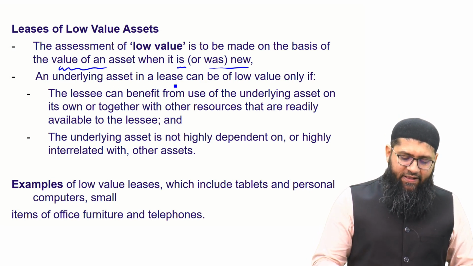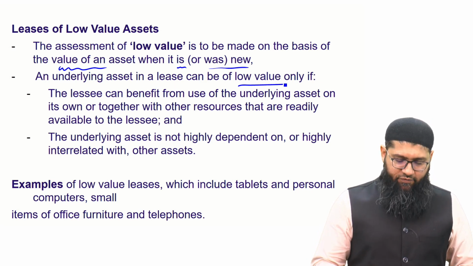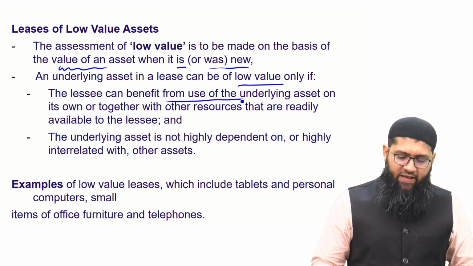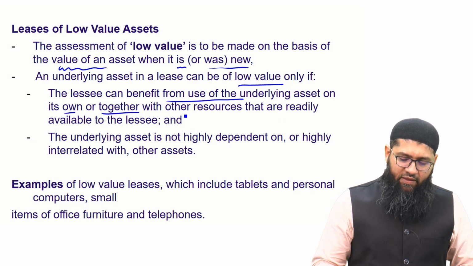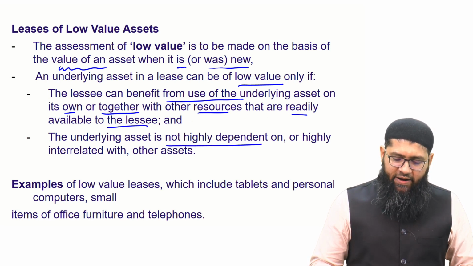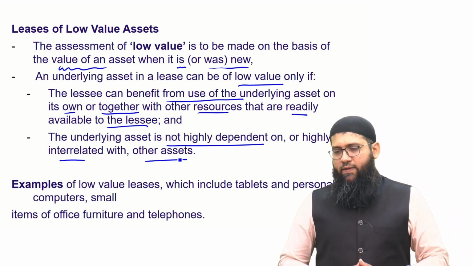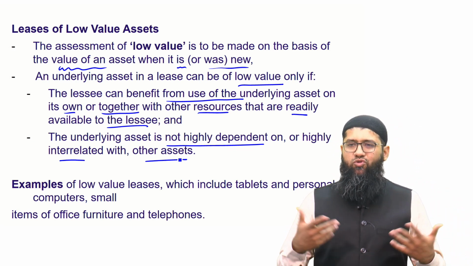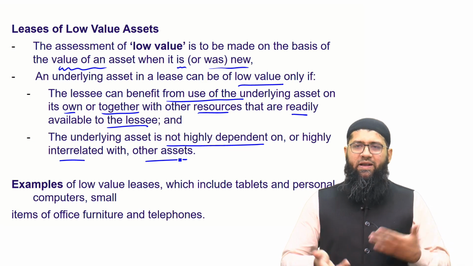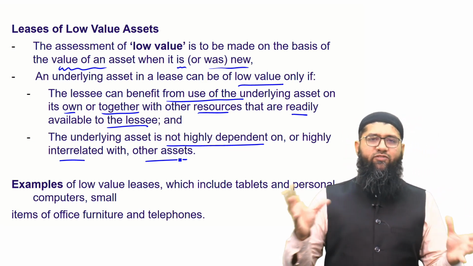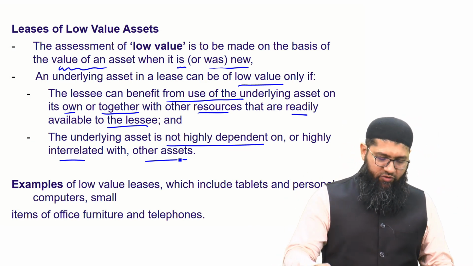An underlying asset in a lease can be of low value only if the lessee can benefit from use of the asset on its own or together with other resources that are readily available to the lessee, and the underlying asset is not highly dependent on or highly interrelated with other assets. So basically a low value asset is something that could be used without actually being dependent on any other asset. Like it's an isolated asset, could be used in isolation.